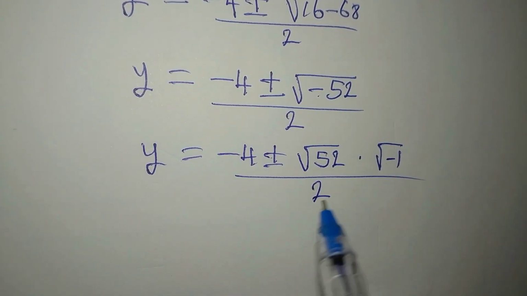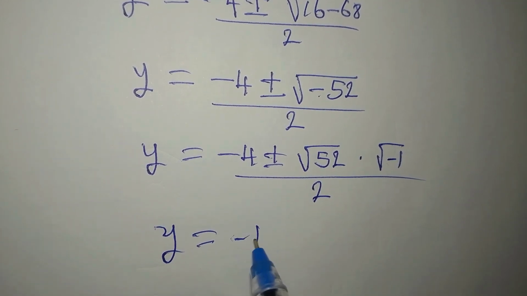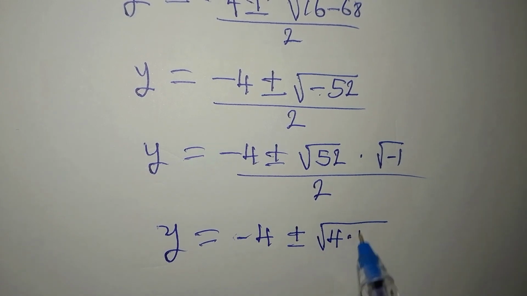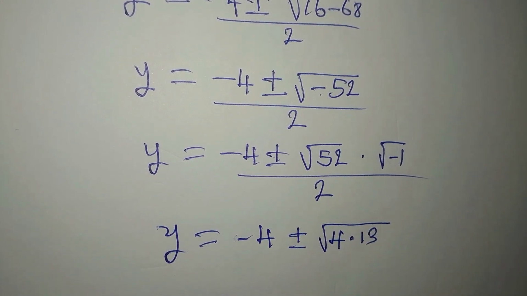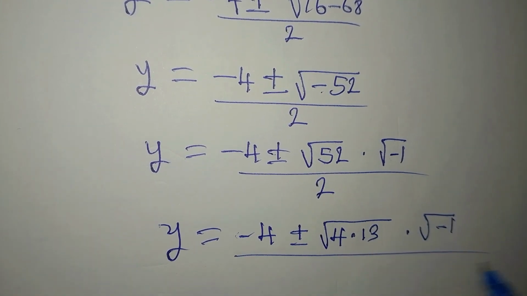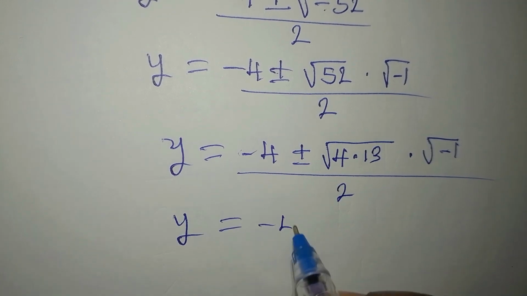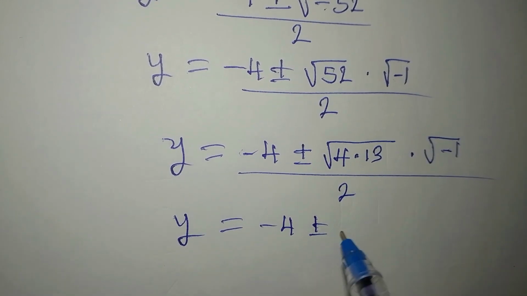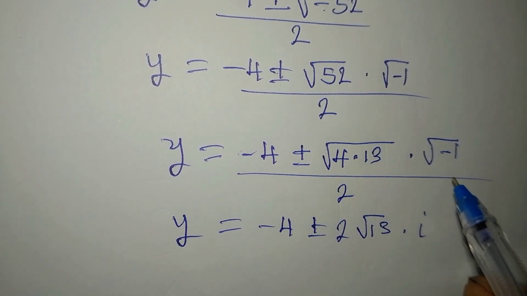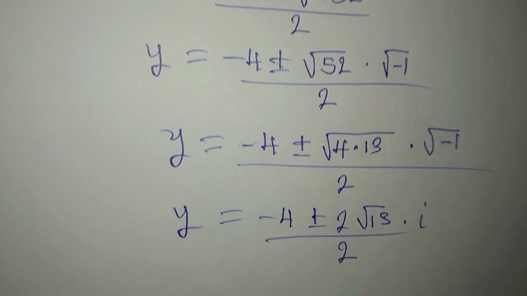Now from here, let's simplify root 52. Y is equal to negative 4 plus or minus square root of 4 times 13, because 4 times 13 is 52. Then we multiply by root 1. Everything is over 2. Now y is minus 4 plus or minus square root of 4 is 2. Then we have root 13 multiplied by I. Square root of negative 1 is imaginary, so we write I. Then we divide by 2.